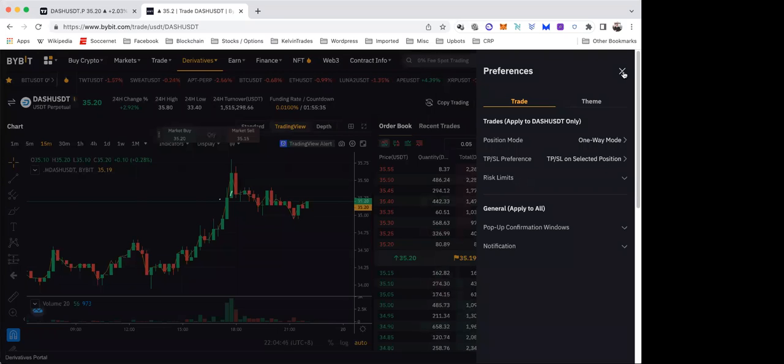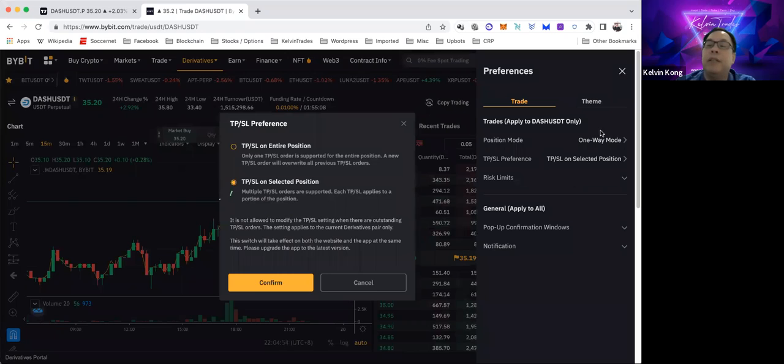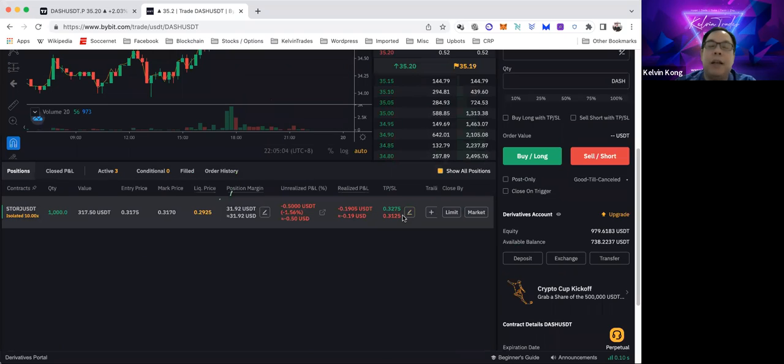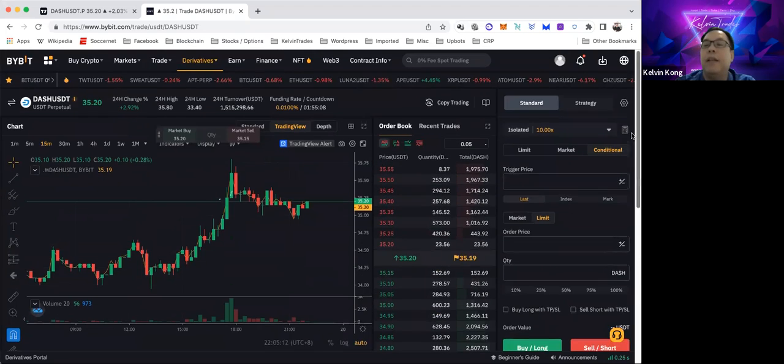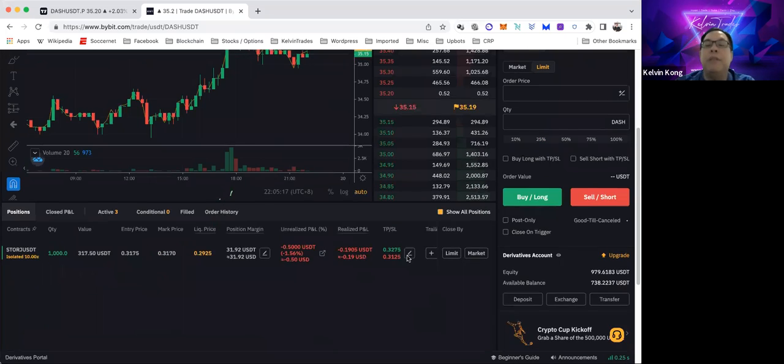The difference between selected position and entire position is, if you select entire position, over here you cannot set take partial profit. You cannot use it to take partial profit. If you set it as selected position, you can use this to take partial profit.